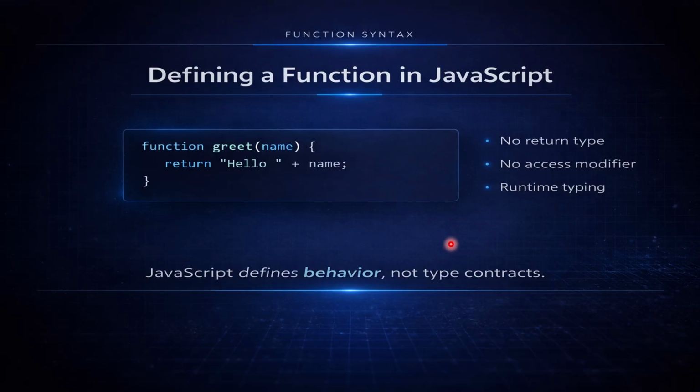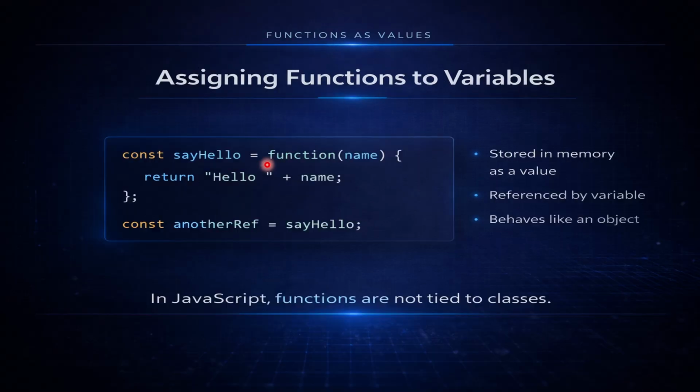Because JavaScript defines behavior, it is not in contract with any sort of type, let's say a class in Java or C Sharp. We don't have that. It is an independent function and it can be used anywhere the way you want, right? Now you can assign a function to a variable. If you see, this function is there and you have literally assigned this function to this, and whatever this function is going to return will be stored here. And this stored value can be passed to a different variable as well.